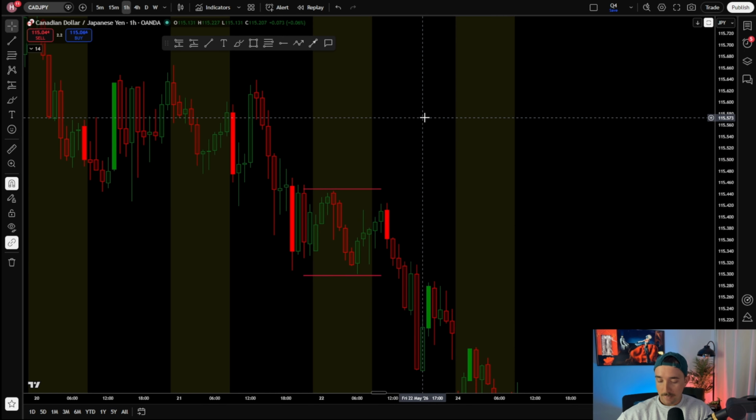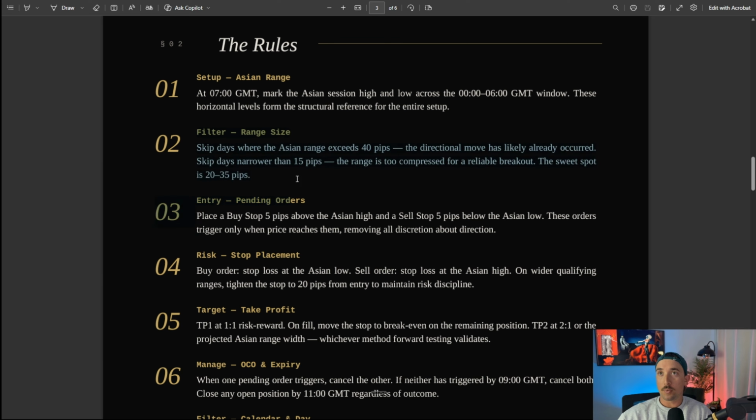Now, that meets our rule. So in rule number 2, we actually need to filter the range. It can't exceed 40 pips and it can't be narrower than 15 pips. So 15 pips on the dot still follows our rules, and the algorithm would still trigger. The reason for that is we want the range to be compressed. If it's compressed, it means the volatility of the breakout is going to be much larger.